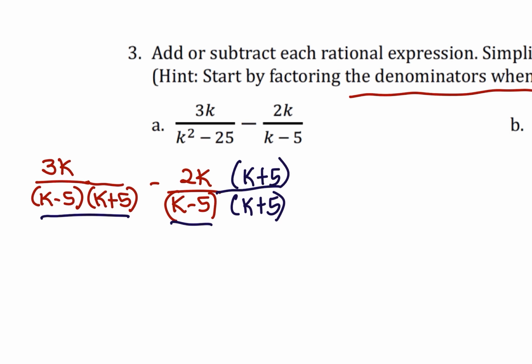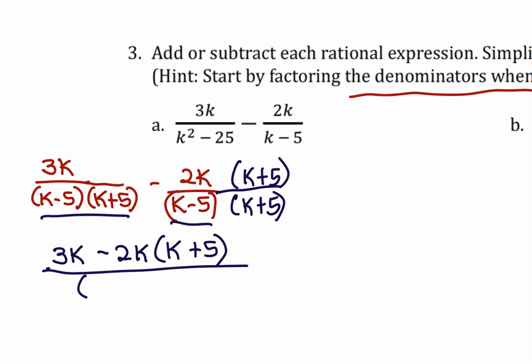But if I do it to the denominator, I have to do it to the numerator because basically what I'm doing is multiplying the original red fraction by a very fancy version of 1, because k plus 5 over k plus 5 is just 1. And now I have a common denominator. So now I have 3k minus 2k times the quantity k plus 5, all over the common denominator of k minus 5 and k plus 5.